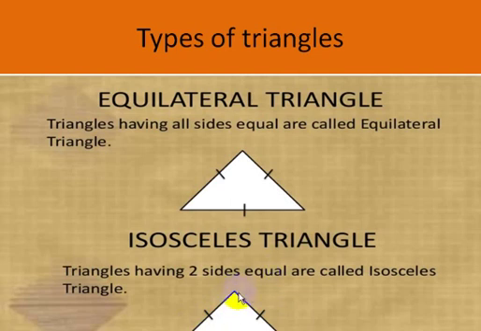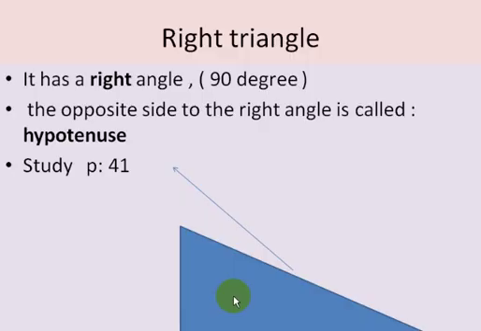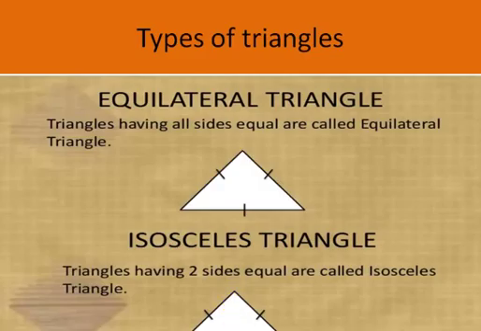What is the opposite side of this vertex? Let's remember the opposite side of this angle, or of this vertex. The opposite side is this one here. That's the base. So the opposite side of the main vertex is called the base. In the isosceles triangle we have the main vertex and two equal sides, and the opposite side of the main vertex is the base.